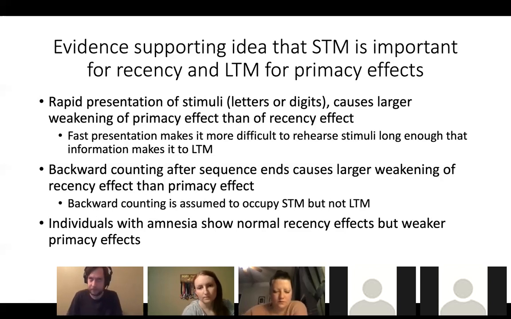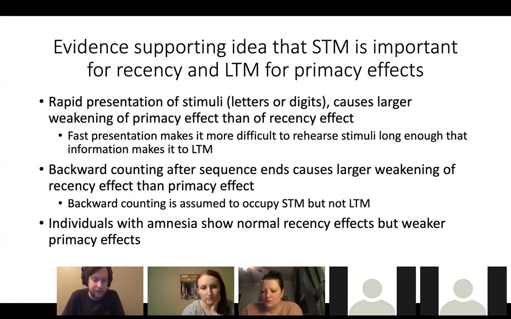So I'm going to repeat this. I give you the sequence of numbers to remember. And then when that sequence ends, before I ask you to repeat what you just heard, I require you to do this kind of backward counting task. The reason I have you do that backward counting task is because, and it says right here, it's assumed to occupy your short-term memory.